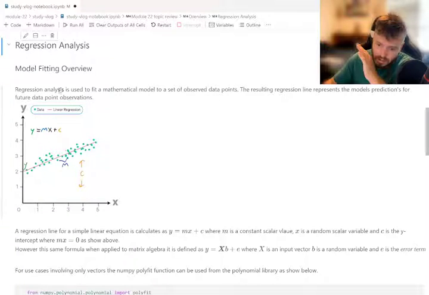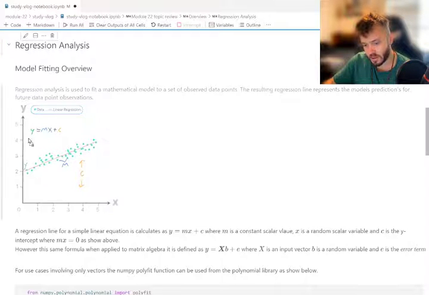so regression analysis is basically when you fit a mathematical model, which is represented by this line here, to observed data points. The resulting line, the regression line, represents what the model's predictions are. So if you imagine this line kept going on, the model's predicting that any new data points are going to occur along that line. Of course, we know that it's not going to perfectly fit that line as we go, and that gets into our error terms, which we'll talk about in a minute. But that's basically the idea.